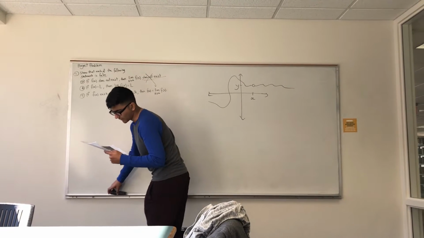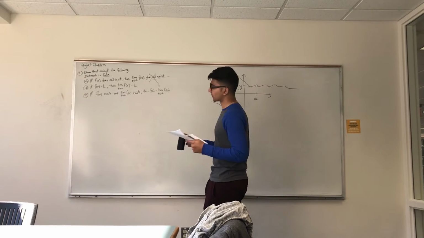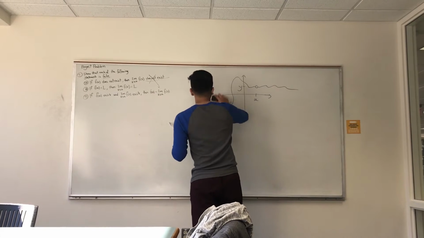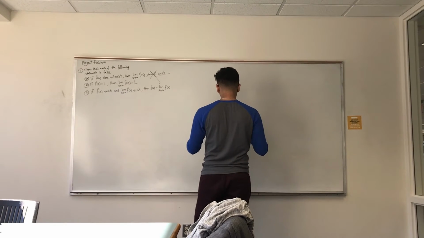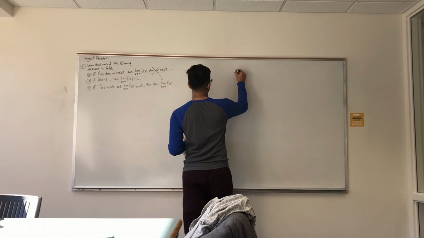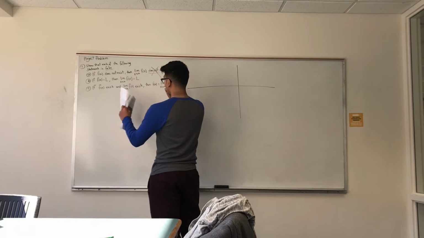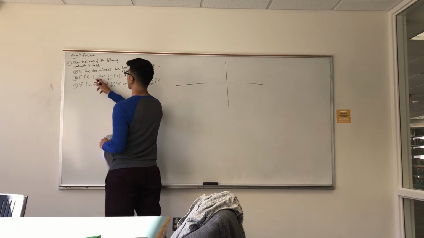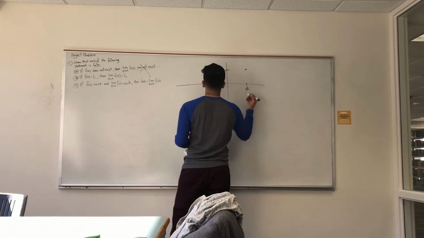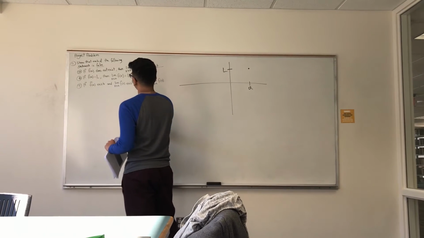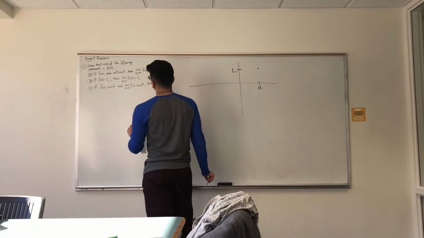B says if f of a equals L and limit as x approaches a of f of x equals L, so we have to prove that is false. Alright, so let's start by drawing our x and y plane. Okay, so f of a equals L. So here we have an x and a y value. So we have an A and then we have an L, which means we have a point right there. Okay, and then it says the limit as x approaches A, f of x equals L.